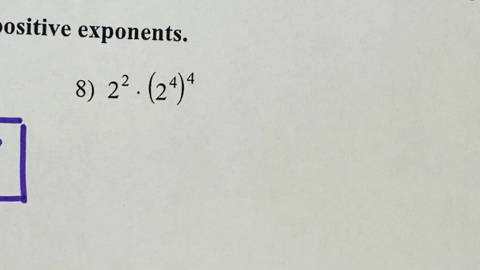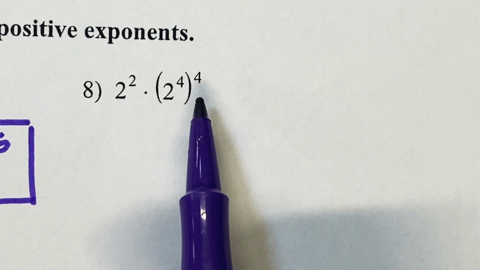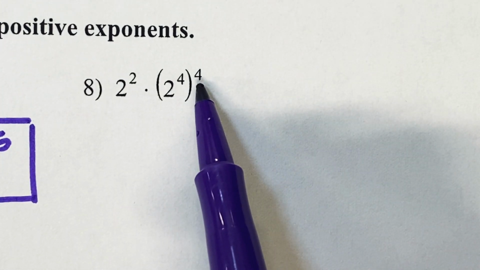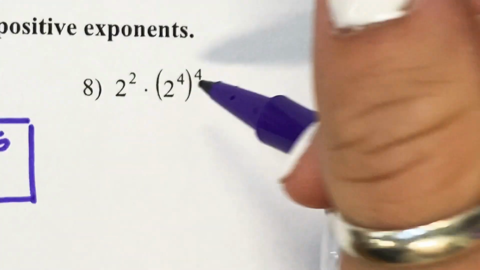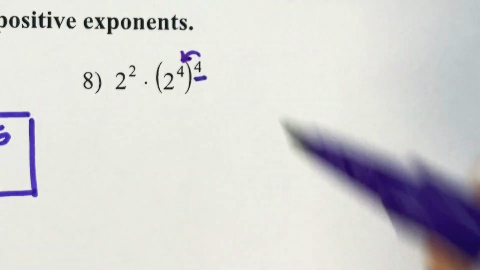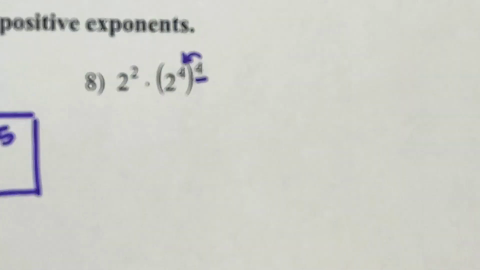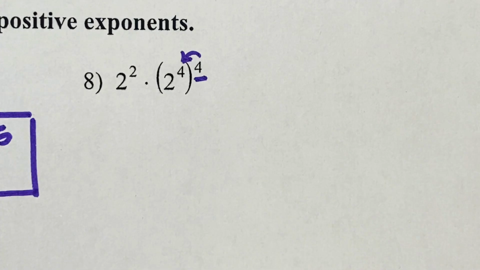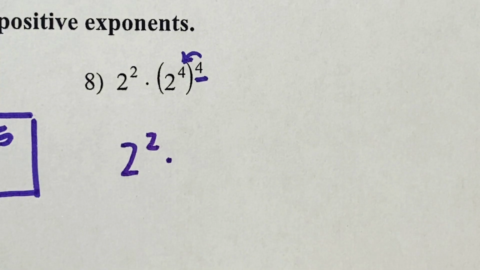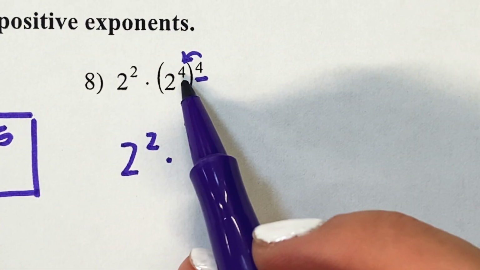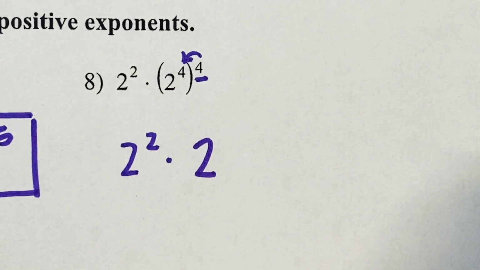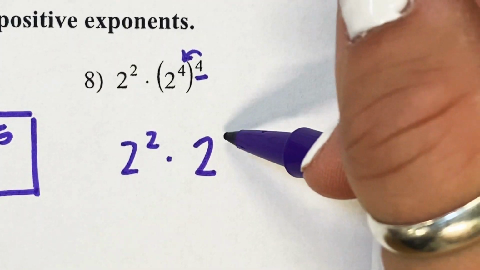Okay, let's look at number 8. So let me ask you this. Where do you see the parentheses? Is this 4 going to multiply by the 2 and the 4? Nope. So we see that this 4 is only in front of that 4 right there. This 2 to the 4 is the only thing inside my parentheses. So this 2 to the second power, 2 squared, stays 2 squared. Nothing has been multiplied to that 2. But this second 2 right here becomes 2 to the power of 4 times 4, which is 16.